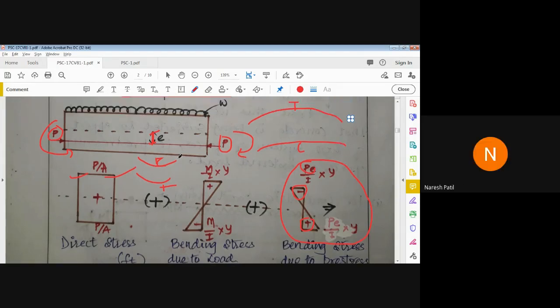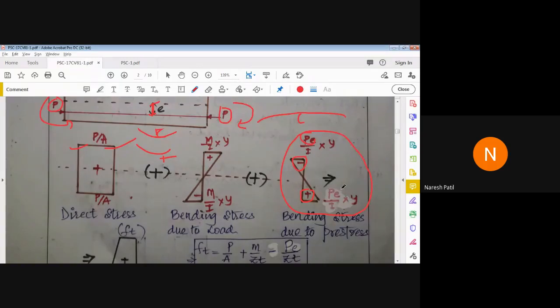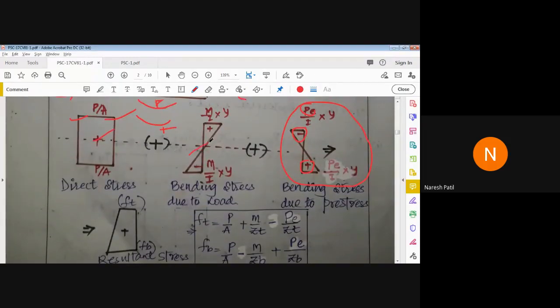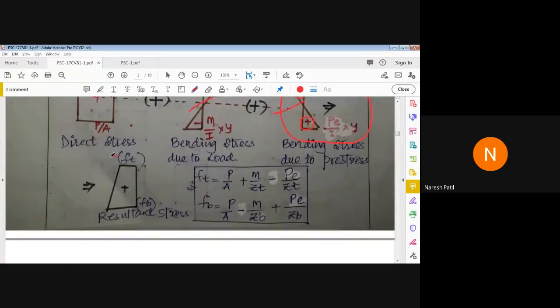Okay. So here P into E is nothing but M. M by I into Y. Here again M by I into Y. Okay. So when I club this and this, you will get the final resultant stress. So you get FT and FB. FT stands for top fiber, FB stands for bottom fiber.